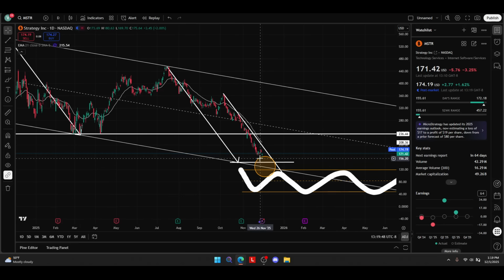So it hit 155 today. I don't think that's the bottom. Can we see a bounce all the way up to the 230s? Yes. But I don't think this is the bottom.